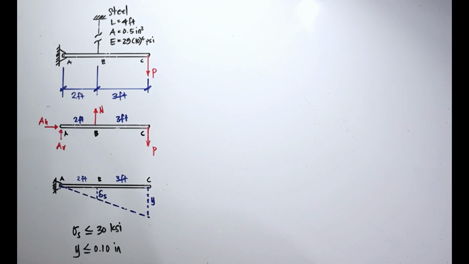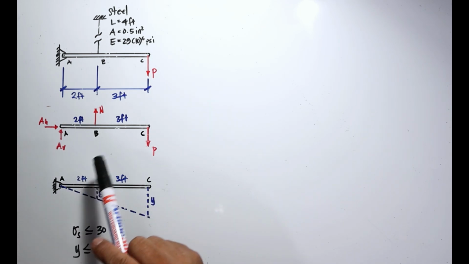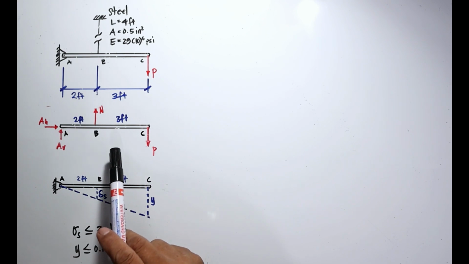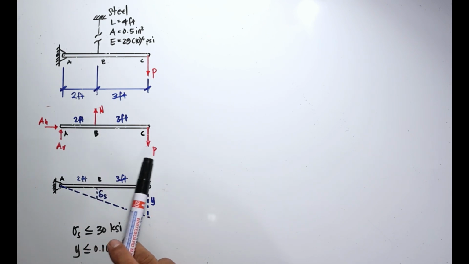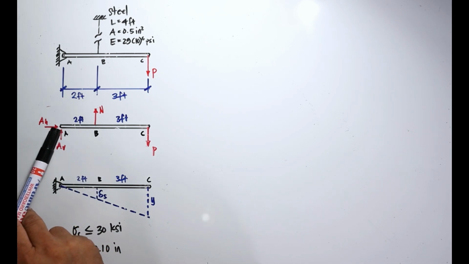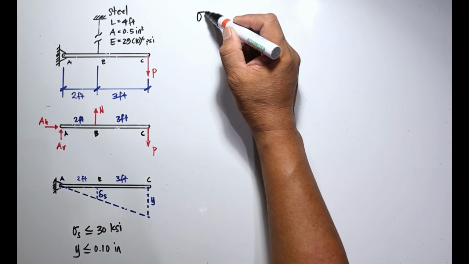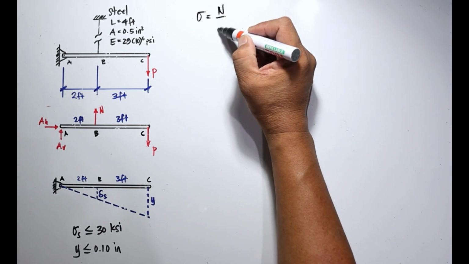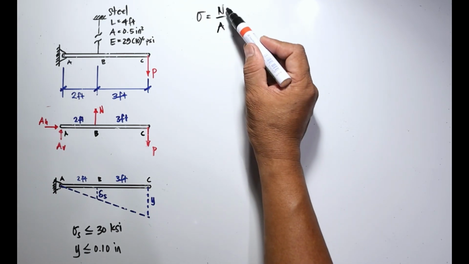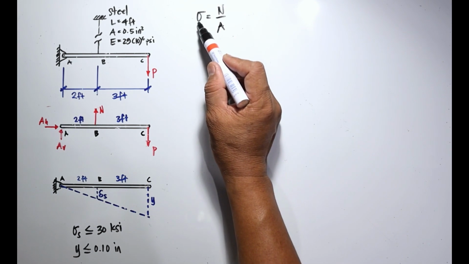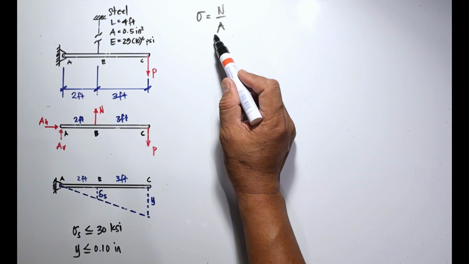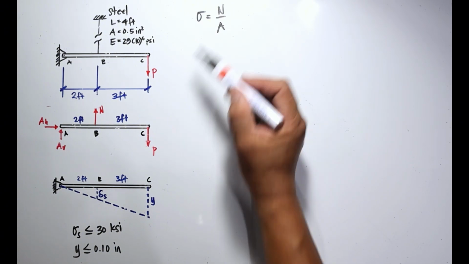So there are two ways of solving this one. One would be to consider the free body diagram here and then solve for N in terms of P by summation of moment at A. We'll be able to solve for N in terms of P, and then with the stress formula, this now in terms of P, this is given to be 30 ksi and we have the area, therefore we can solve for P from here.